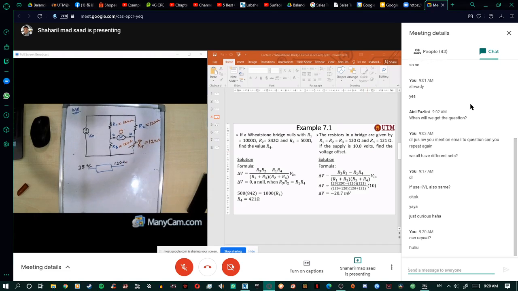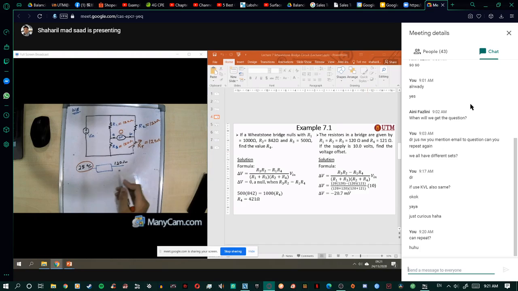Can repeat. Okay. Right. Let's say this is your transducer. So you want to measure your transducer at room temperature. For example, initially your room temperature is at 25 degrees. So your output of your transducer is 120 ohm, right? Then you apply your transducer as one of the resistances in your Wheatstone bridge, so you apply it at this one, R4. Okay, so this will be your transducer resistance. By default your transducer resistance is 120 ohm.